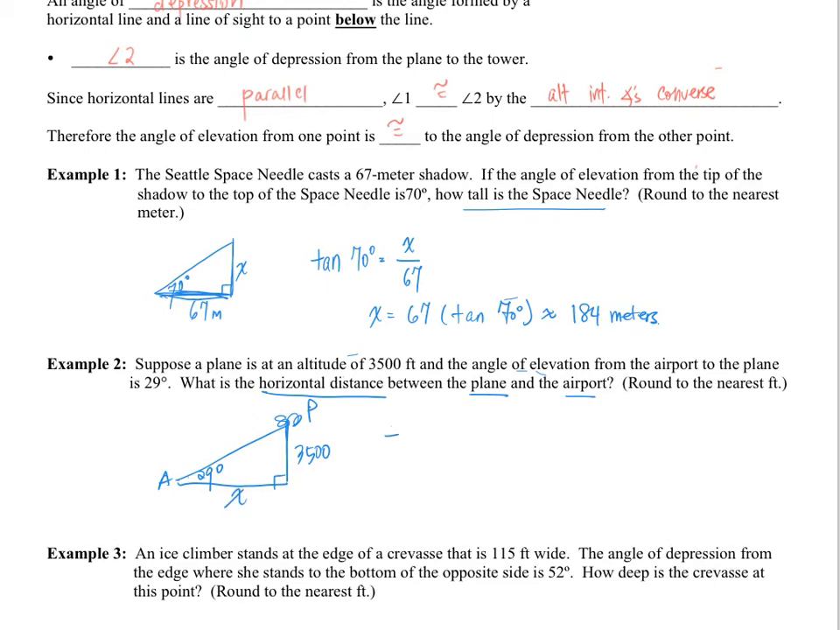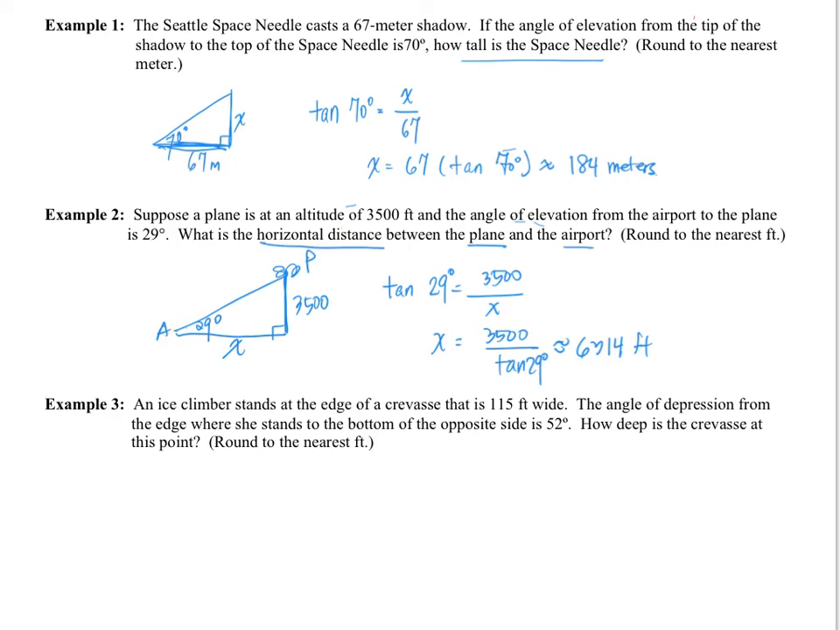And in this case, we're still using tangent, 29 degrees, opposite side, 3,500 over x. So x would equal 3,500 divided by tangent 29 degrees, and that will be equal to about 6,314 feet.